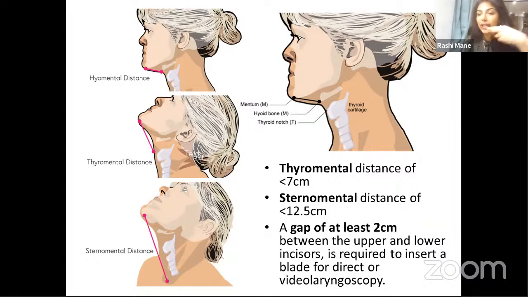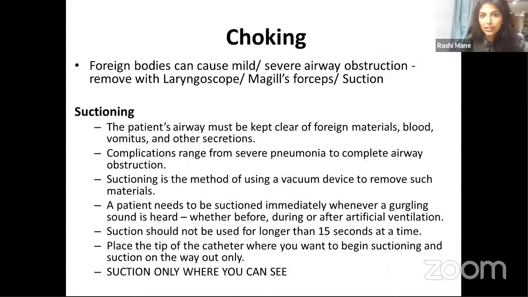And lastly, you want a gap between your two incisors of at least 2 centimeters, because when you're inserting your laryngoscope, you need that distance to actually get to the back, to the epiglottis, so you can insert the tube in, essentially. So choking is usually the most common cause of an airway obstruction, and this can be caused by foreign bodies, or even foreign materials, like I said, the gastric secretions, vomiting, blood, those types of things.